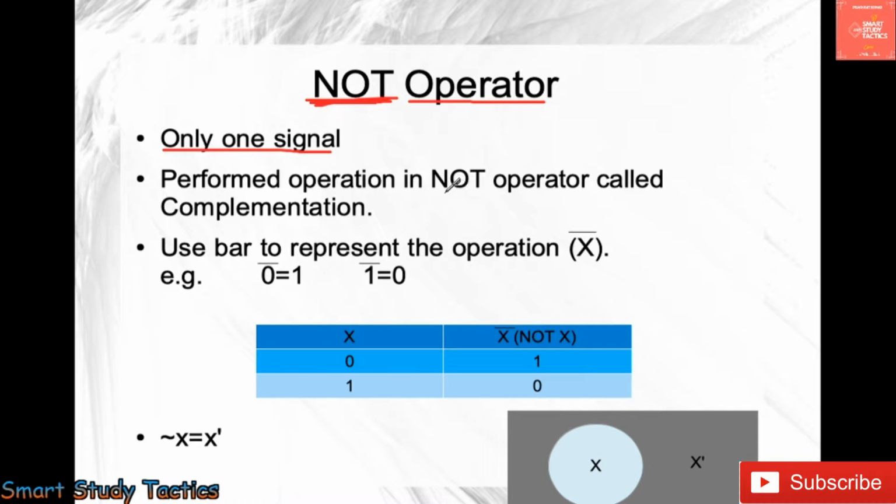So like that, we have only one signal. The operation performed by the NOT operator is called complementation. You have to remember this, because we have a law on that. Complementation means the opposite of that. Use the bar to represent the operator.